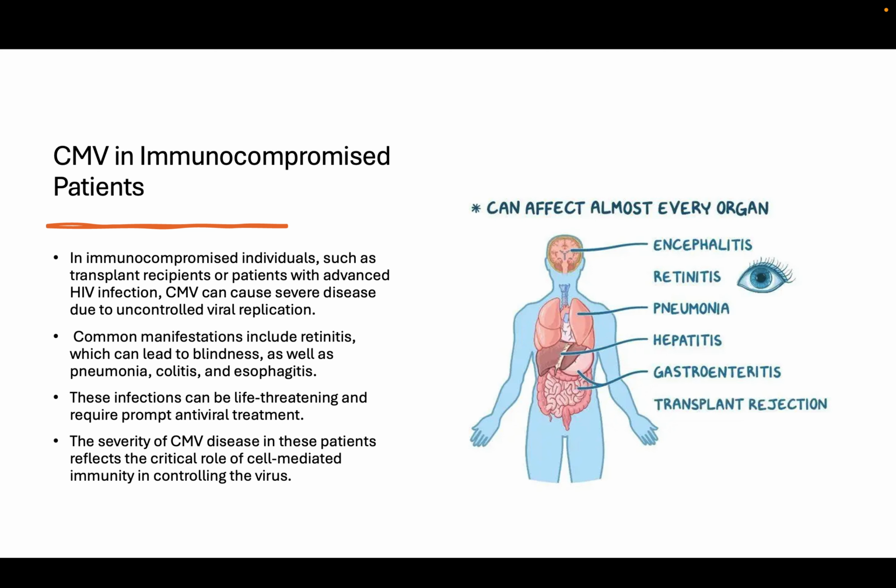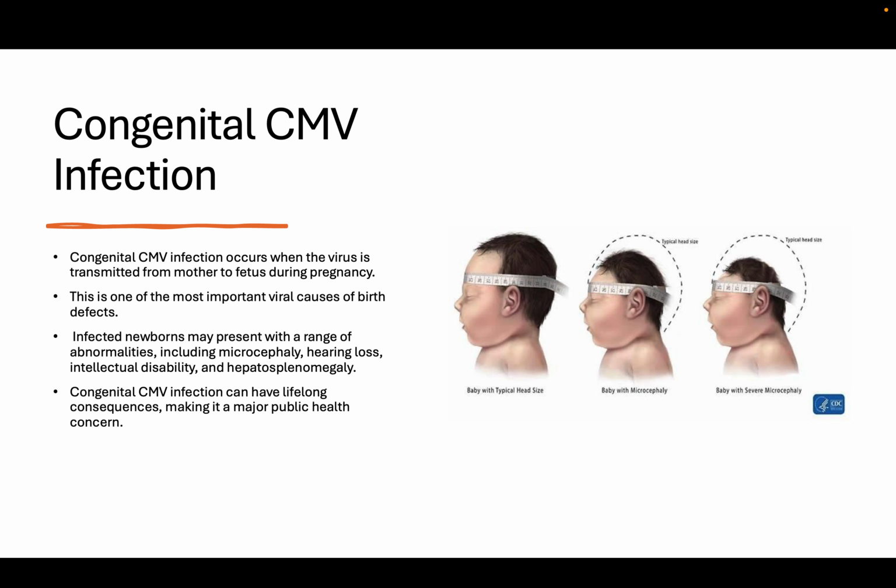When CMV is in latency, if you have a good immune system, it doesn't do anything. It's only when you are immunocompromised that it starts to affect many different organs. It can affect your brain, your lungs, your liver, your kidneys, your stomach, you name it. Quite a lot of things can happen.